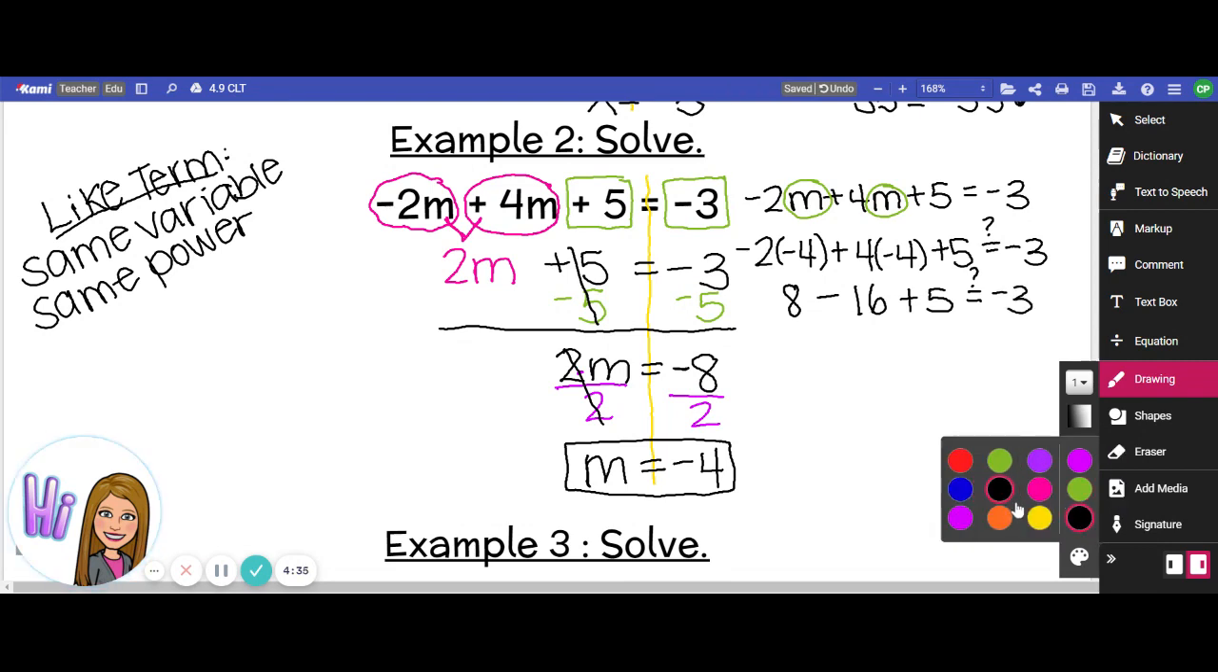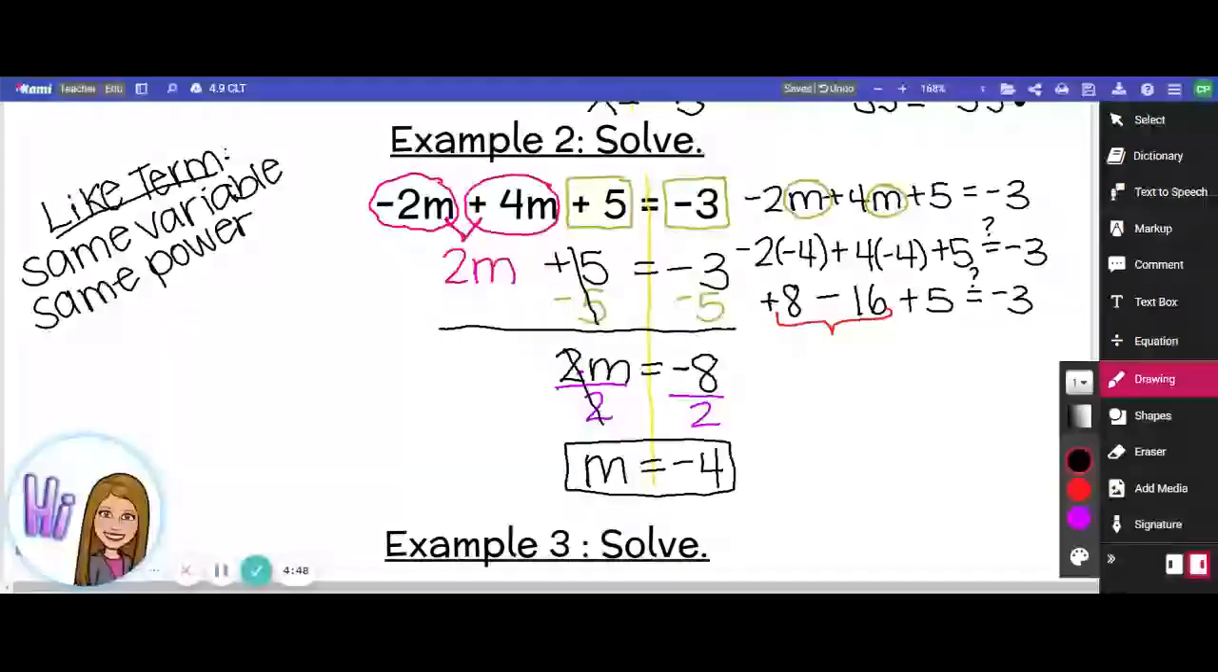So now I'm going to combine 8 minus 16. So positive 8, I'm going to put the positive to help us out with our integer operations. So because they're opposite signs, we're going to subtract. So 16 minus 8 equals 8. And 16 is larger, so we're going to be in the negative because 16 is negative. Bring down positive 5 equals negative 3.